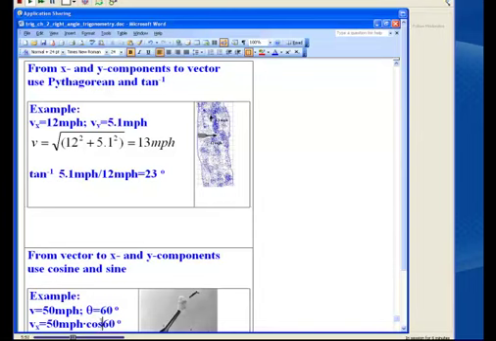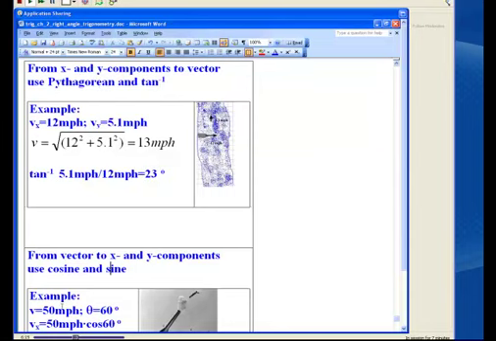The cosine of 60 degrees, of course, is 1/2 times 50, comes out to 25. These two examples show that when we go from x and y components to vectors, we use the Pythagorean theorem to get the length of the vector, and we use the inverse tangent to get the direction, the angle.